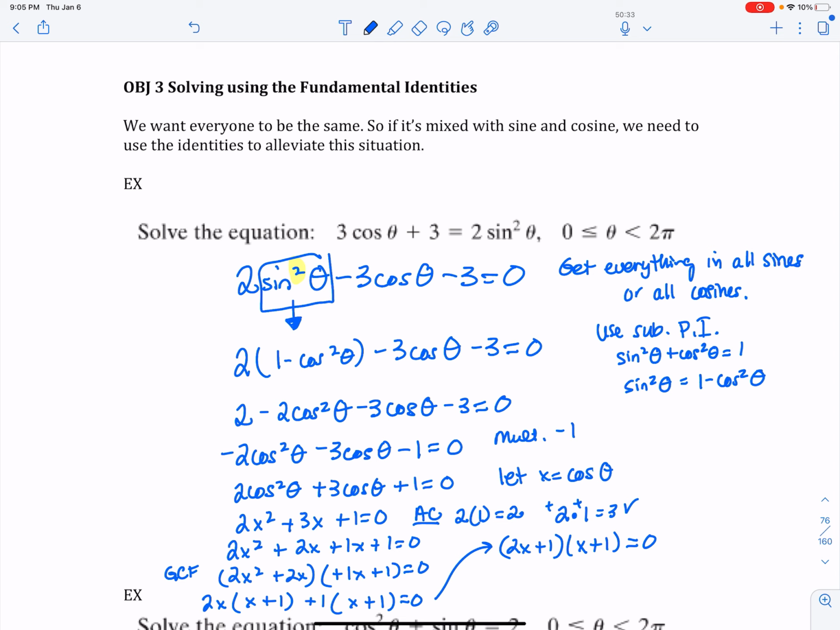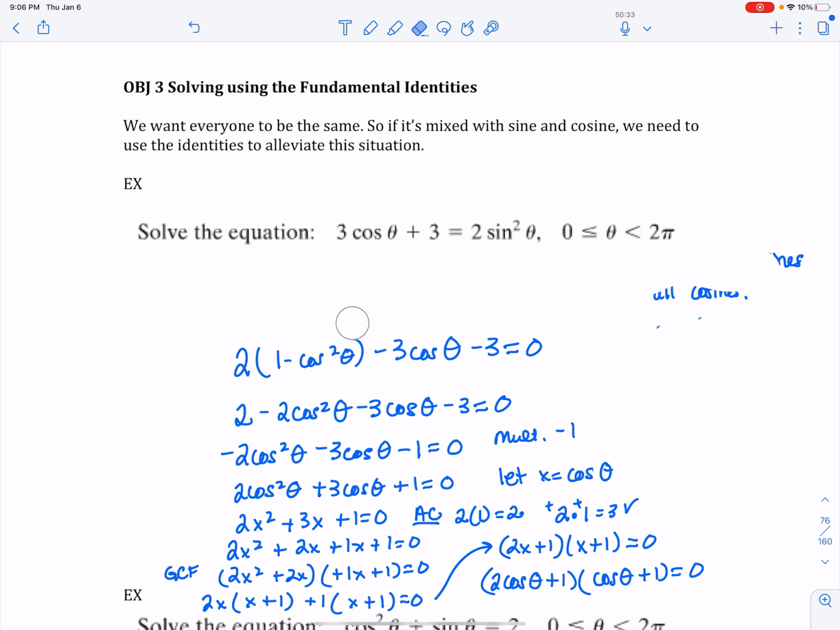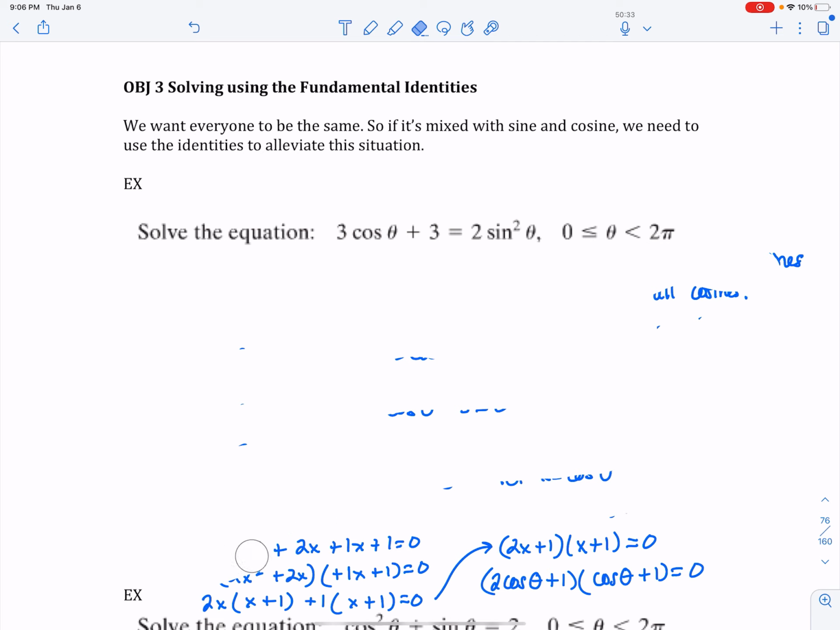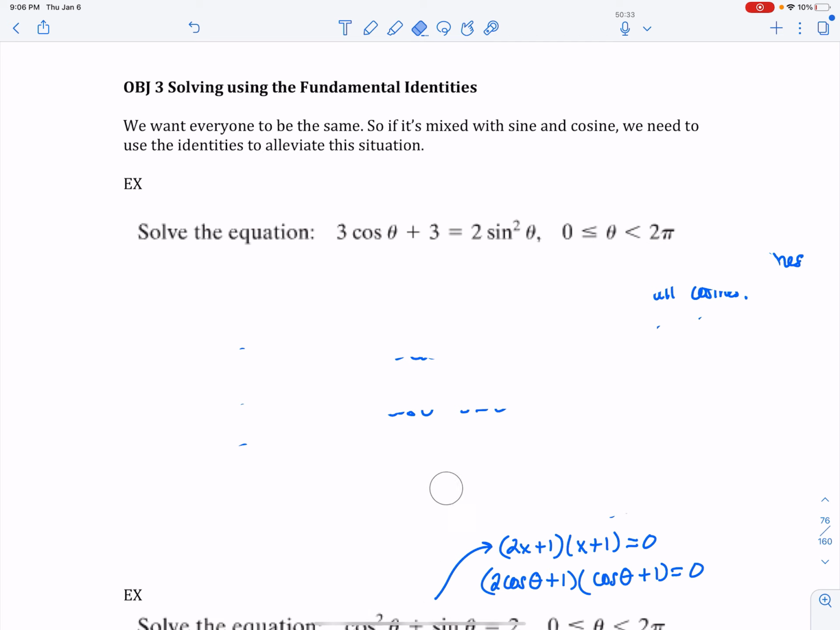Now I got to solve that. So before I solve it, I want to go ahead and replug in cosine. So 2 cosine theta plus 1, and I have cosine theta plus 1 equals 0. At this point, I am going to use the 0 property, but I need some room. So I'm going to go ahead and erase off this part here. And I'm going to leave that up because we need to look at that. So let me just get a nice clean slate here.